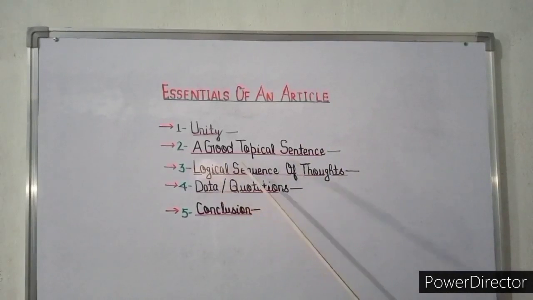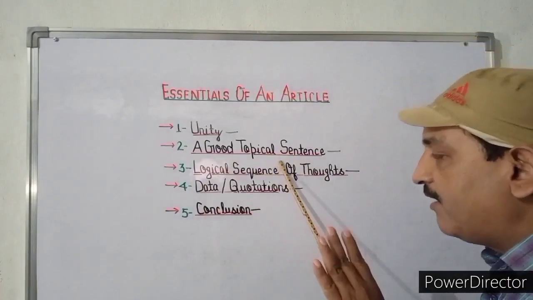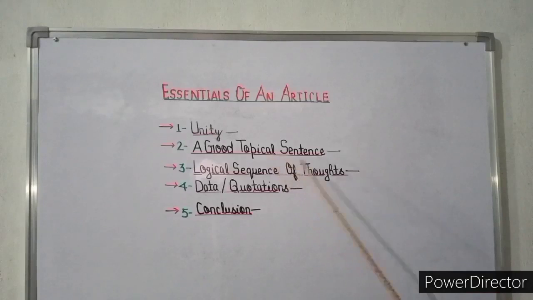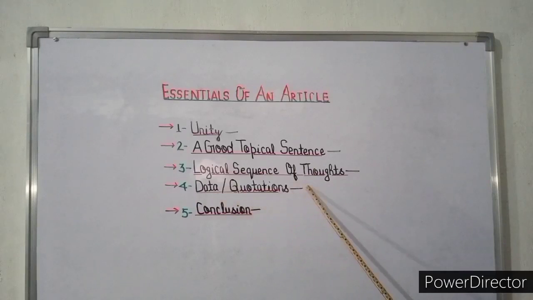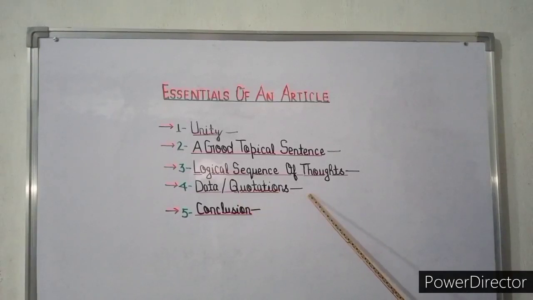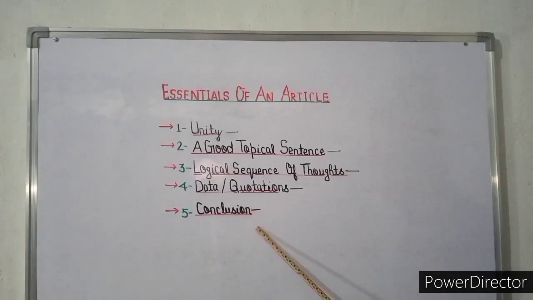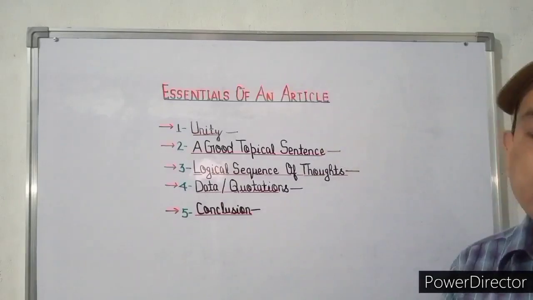Then third one is logical sequence of thoughts. Means your thoughts must not be scattered, but they should be in a proper sequence and proper series. Fourth one is data or quotations. Means if you know some apt quotations or data, you should use them in your article. Fifth one is conclusion. Means there should be a full and rounded final sentence or sentences in your conclusion. That is to say, your conclusion must cover the entire range of your thoughts.